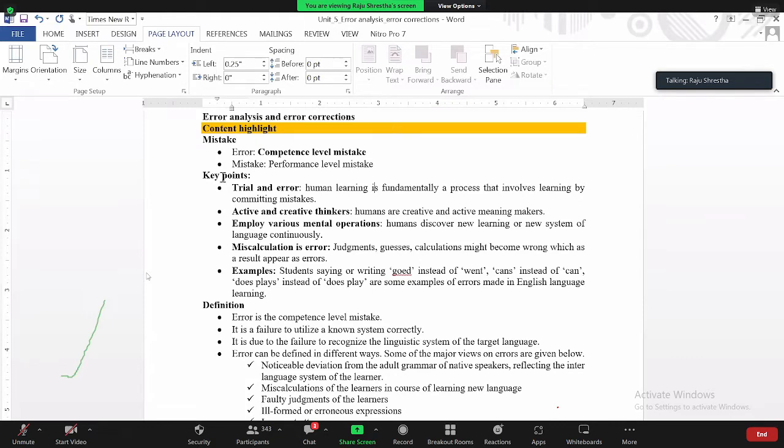This is not due to the competence level, but it is due to the non-linguistic reason at performance level. So let's understand two things. One is error that is at competence level, not knowing the language system, not knowing the structure at all.